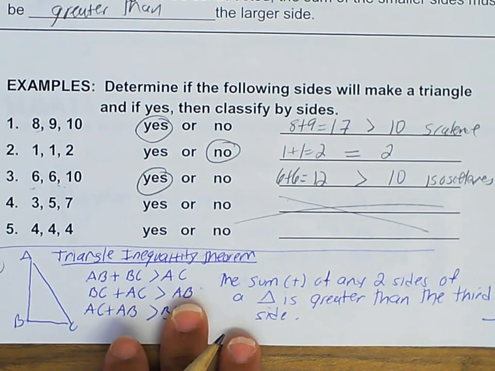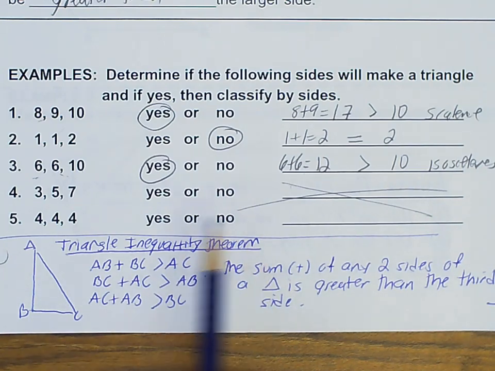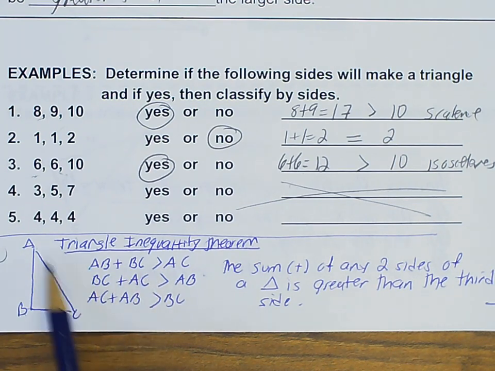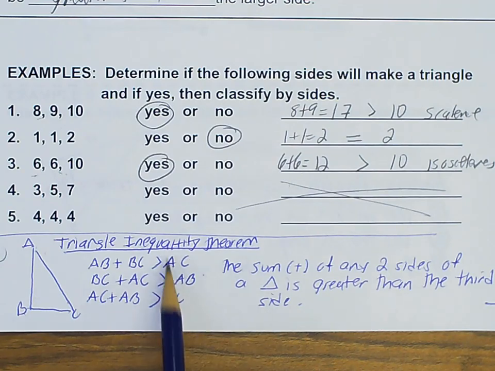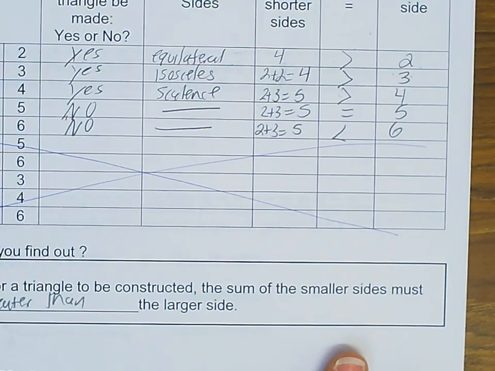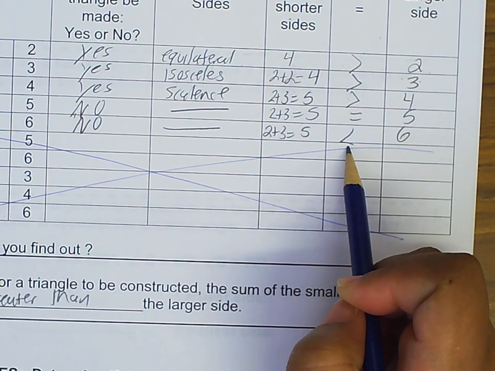Okay? So let's just go ahead and look at the triangle inequality theorem. It's saying, here's my triangle, ABC. It's saying if you take length AB plus BC has to be greater than AC. Or if you take BC plus AC has to be greater than AB. And then AC plus AB has to be greater than BC. So it always has to be greater than. So if you, oops, sorry about that. If you look up here, when it's equals or less than, then it's not a triangle.